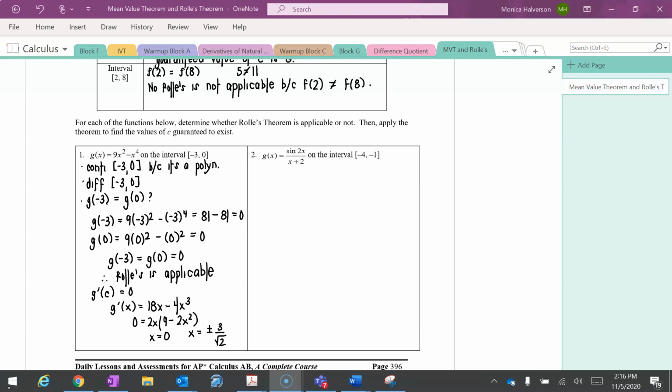So how do I know which one is the right C value? Well, the first thing we can cancel out is the positive 3 over square root 2 because that's outside of our interval from -3 to 0. We can also cancel out x equals 0 because that's one of our endpoints. And your C value can't be an endpoint of your interval. So our final answer here is -3 over the square root of 2. All right, go ahead and try this next one on your own. Determine whether Rolle's theorem is applicable, and if it is, find the value of C.